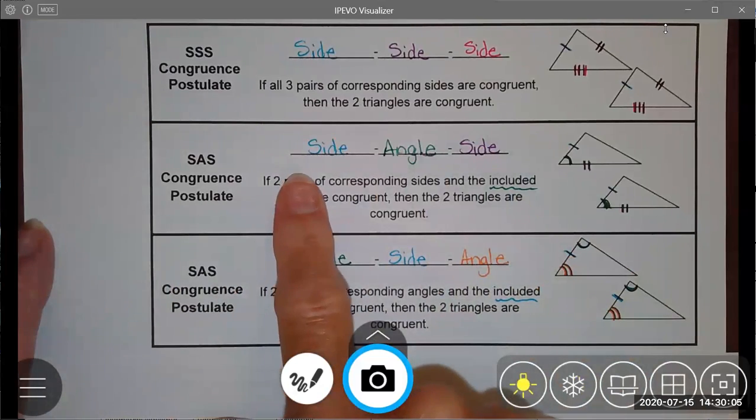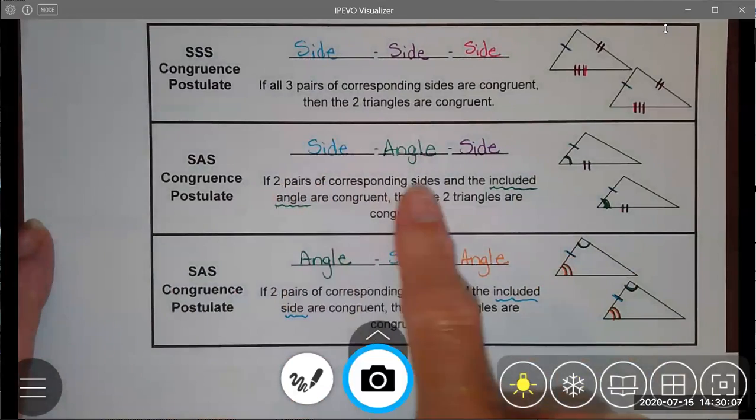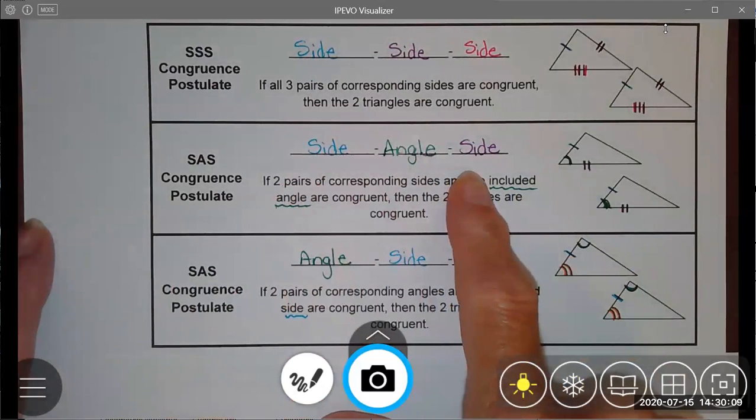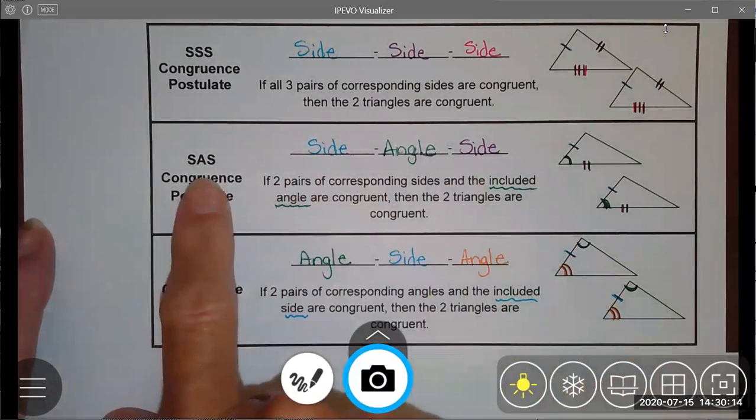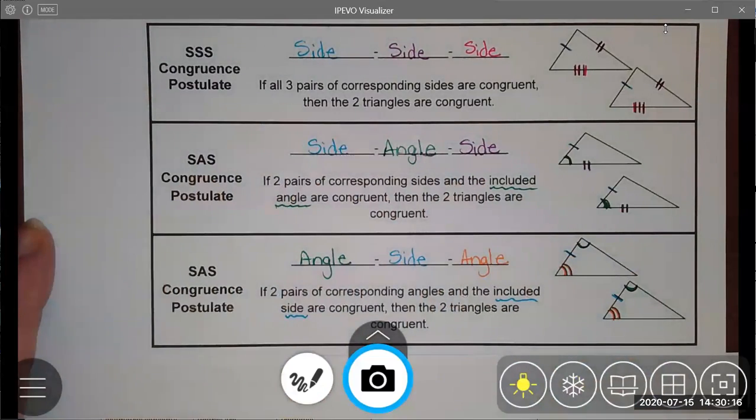And when we do formal proofs in the next lesson, we do not have to write side angle side every time you go to define why two triangles are congruent. Instead, we just abbreviate using SAS.